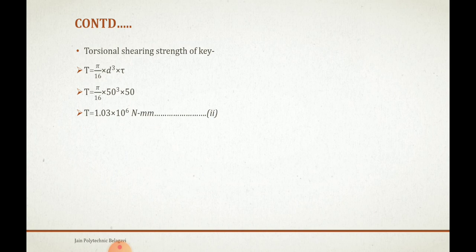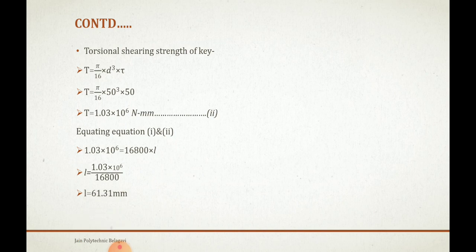Now see here, the left hand side of both equation 1 and 2 are the same. That means their right hand sides have to be equal as per the mathematics rule. So equate both equations: 1.03 into 10 raised to 6 equal to 16800 into L, and from this you can calculate the value of L very easily. So L is 61.31 mm. Now this is based upon the shear strength.